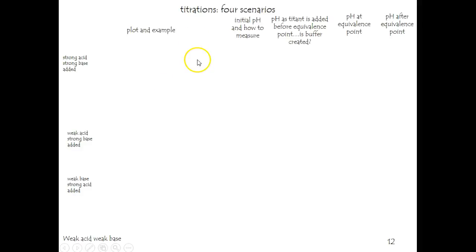Okay, let's take a look at 4 different possible scenarios for a titration. Classic example of a strong acid with a strong base. But we could also have weak acids and weak bases come into play. Let's take a look at what the plot looks like and try to understand it.